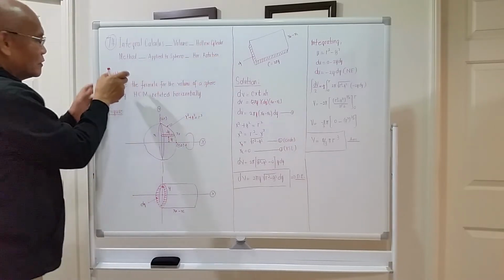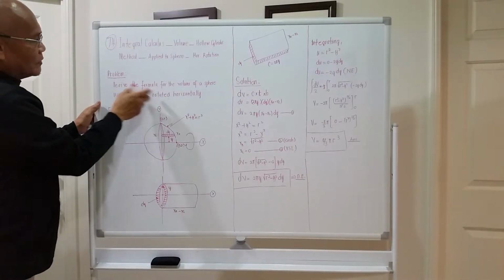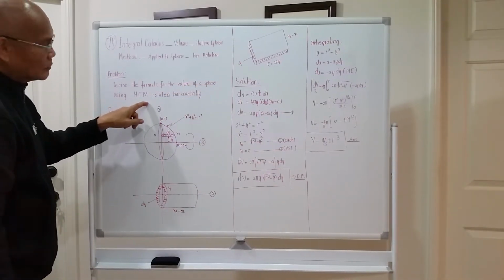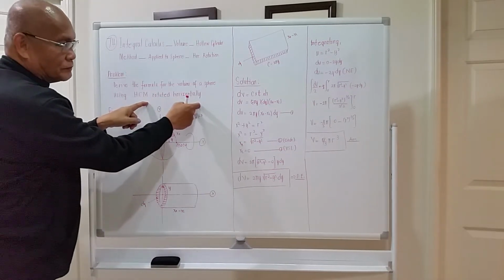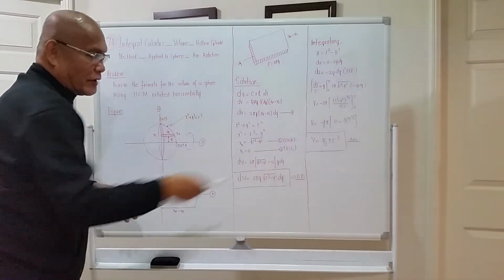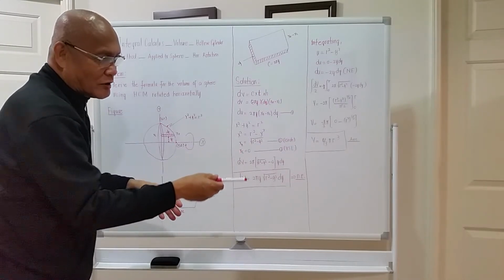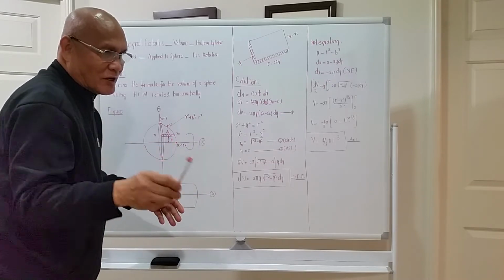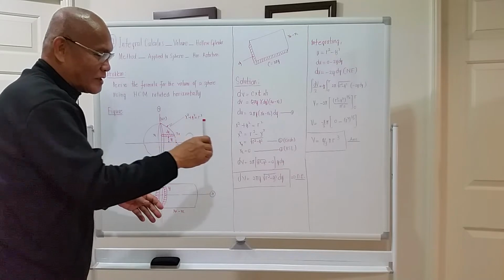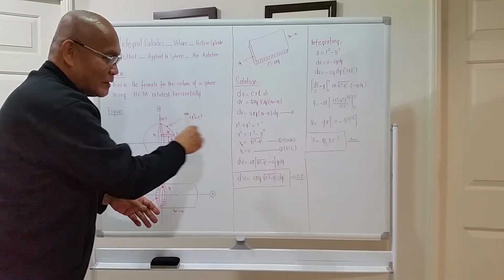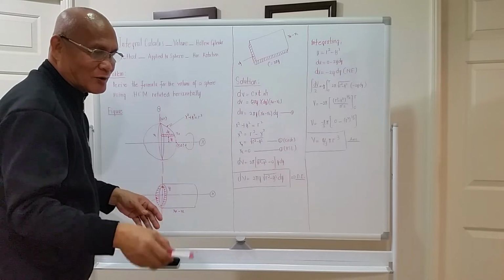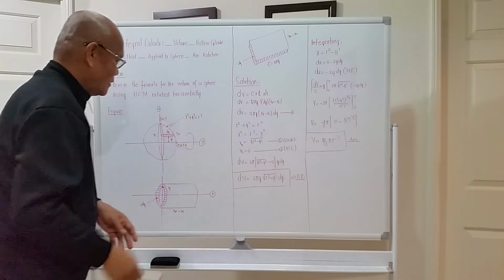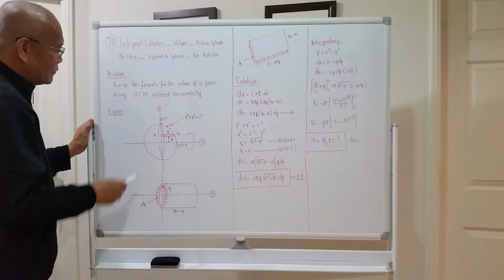Okay, I will try to read the problem. Derive the formula for the volume of a sphere using the hollow cylindrical method rotated horizontally. If this is the x-axis, the hollow cylinder should be rotated like this. My previous discussion was that the axis of rotation was vertical. So this afternoon, I will show you the solution using the hollow cylindrical method rotated horizontally. Okay, let's bring out the figure.